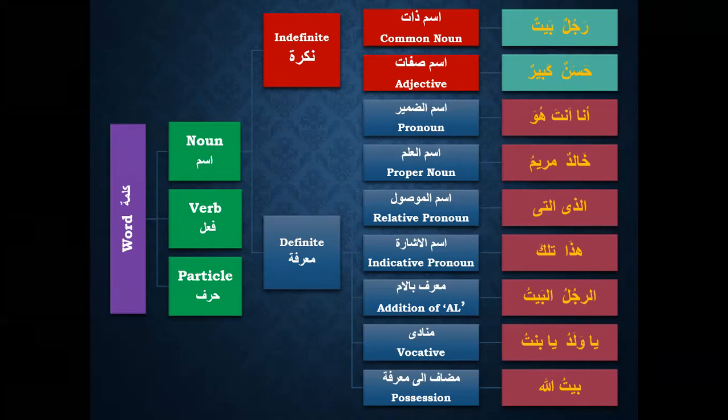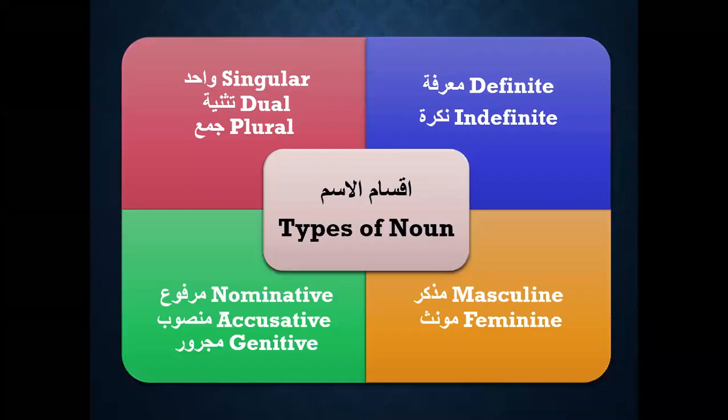Likewise, munada, the one you're calling upon, obviously when you call upon someone, you know that person, and it's an identified individual, or the thing, or the place, whatever you're calling on. And if something is attached as a mudaf, something which has a relationship, possessed by something else, then that becomes a ma'rifa. And if something is possessed by a ma'rifa, it becomes ma'rifa itself. Mudaf ila ma'rifa.